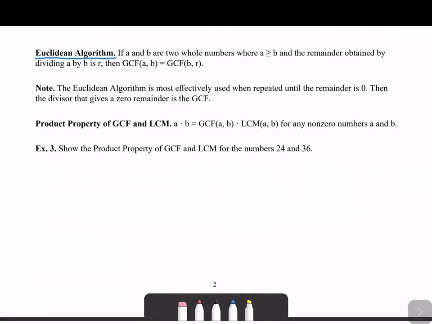So what it does say is if we have 2 whole numbers and we divide one of them, then the GCF is the same. So if we have A and B and we divide A by B and we have some remainder, then the greatest common factor of the 2 things is going to be the same as the greatest common factor of what you divided by and the remainder. Yep, so that's what it says. And there's a little note that it's used most effectively when repeated until the remainder is 0.